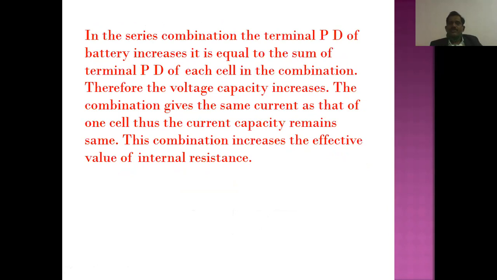Now, in the series combination, the terminal PD of the battery increases, and it is equal to the sum of the terminal PD of each cell. Therefore, the voltage capacity increases, and the combination gives the same current as that of one cell, thus the current capacity remains constant. And this combination also increases the effective value of the internal resistance.